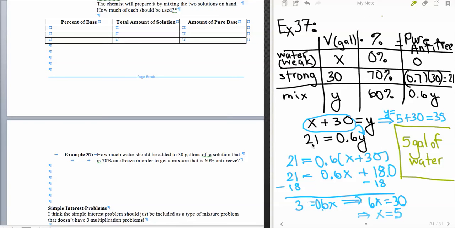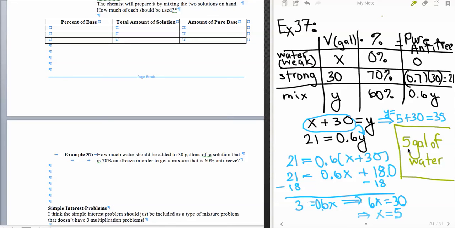Okay, so I used substitution to solve this one. I'm substituting from the first into the second equation. I solved that all the way down till I got 0.6x is equal to 3. Then I cleared at that point by multiplying both sides by 10, very easily giving me that my x is equal to 5, which means I have 5 gallons of water that's being added.